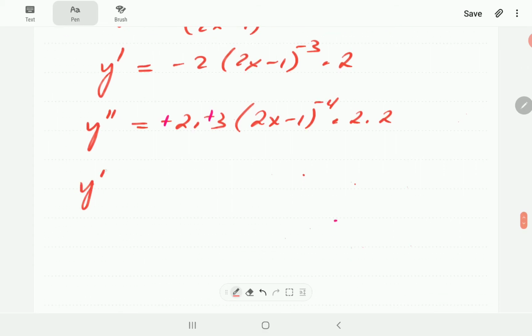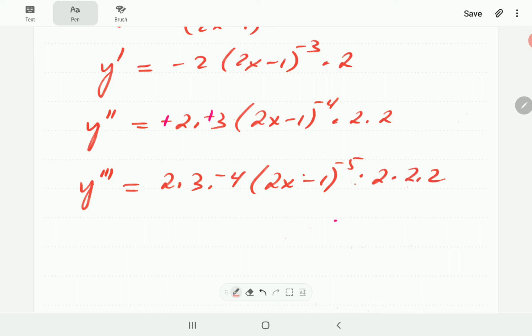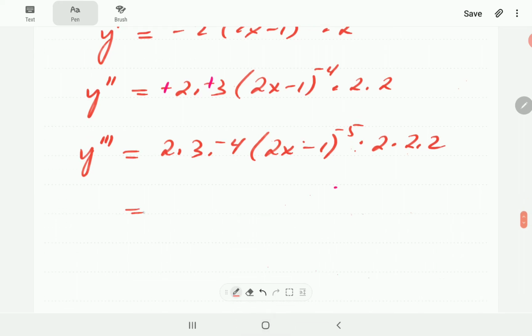Then we go to the third order derivative. So we're going to have 2 times 3 times -4, (2x - 1) to the power -5. This time we're going to have 2 times 2 times 2, which we can write as 2 cubed. So it's going to be 2 times 3 times 4, (2x - 1) to the power negative 5, 2 to the power 3.